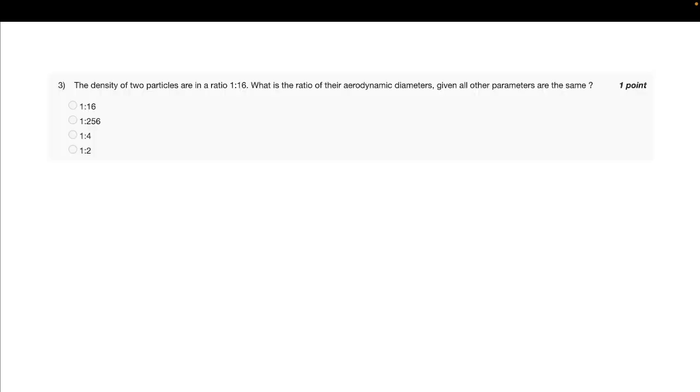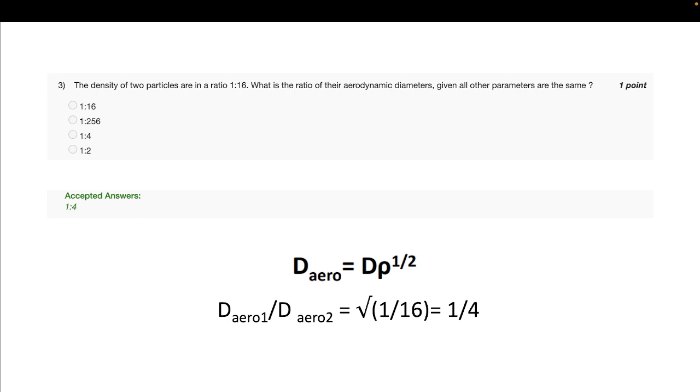Next, the density of two particles was given, and then we had to calculate the ratio of their aerodynamic diameters. This is a straightforward formula where aerodynamic diameter is equal to your physical diameter times the root of density. If you put in the ratio of density that's given, you'll get the correct answer, which was 1:4. Next, what size range of particles are well suited for deep lung delivery? The correct answer was 1 to 5 micron.